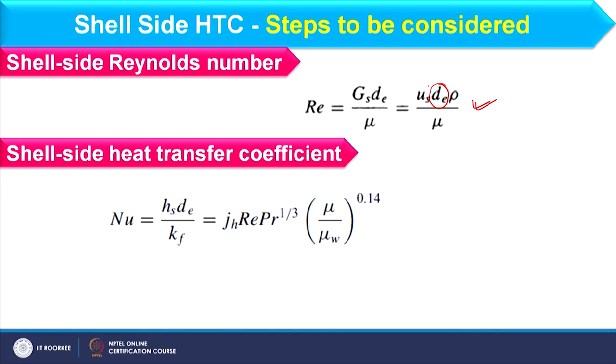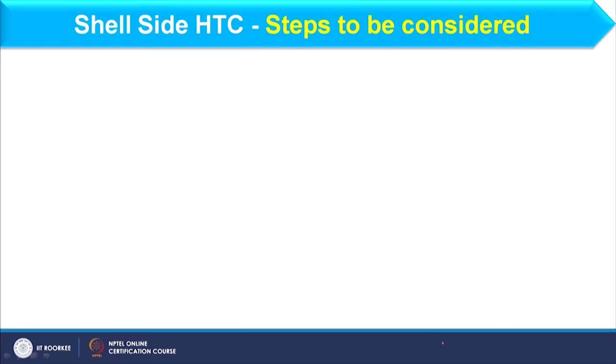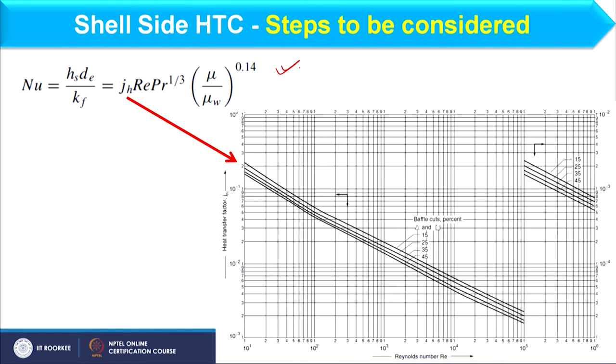Then we can find out the shell side heat transfer coefficient using this expression, where JH will depend on the baffle cut. Further, we can consider the tube wall temperature to find the viscosity correction factor, a method I have already explained for the tube side. So, this is the expression for the shell side heat transfer coefficient, and JF you can find from this graph, the heat transfer factor JF, which depends on the Reynolds number and the baffle cut. Baffle cut we usually consider as 25%, as the initial guess, and baffle spacing we have considered as 0.3 times ds as the initial guess.